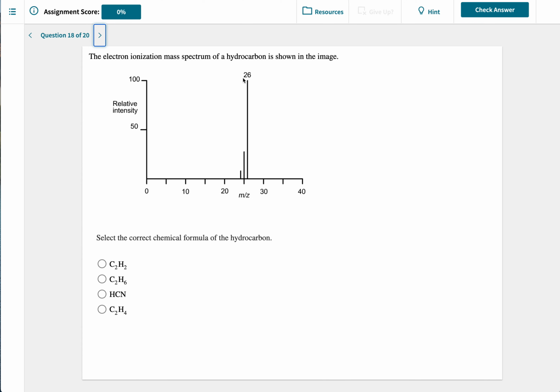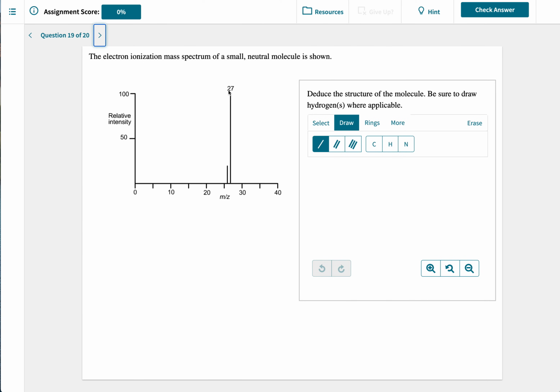This one is asking you to choose the formula of the molecule that gives us this particular mass spec. 26 is the M+ peak. These guys have different molecular weights. This problem is a lot easier than it looks. Add up the molecular weight of these 4 molecules. Which one has a molecular weight of 26? There's your answer.